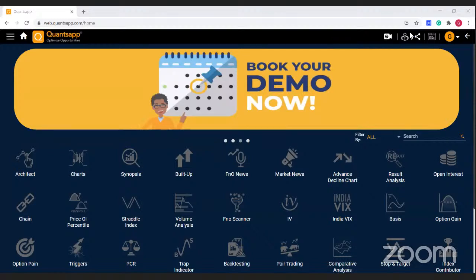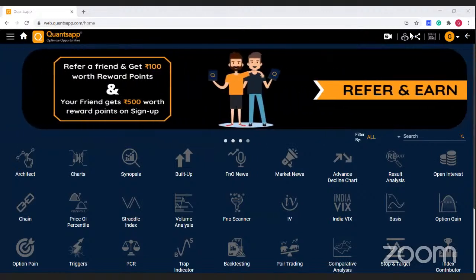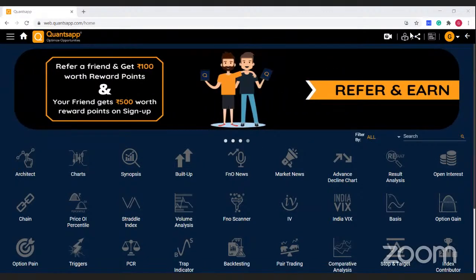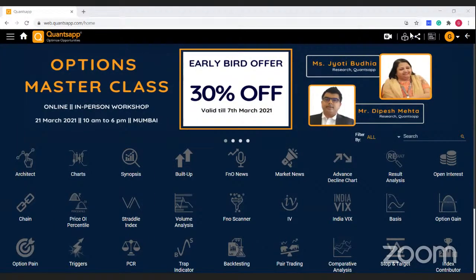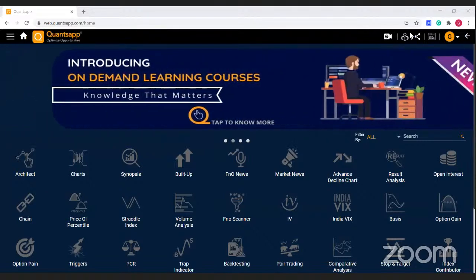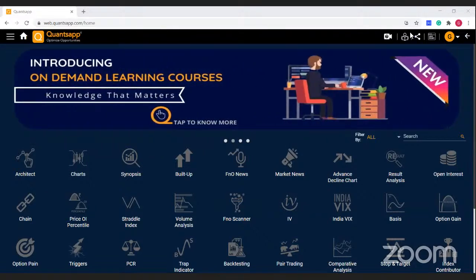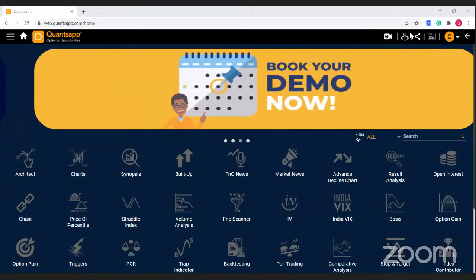So before starting this demo session, I want to put a disclaimer. We are looking at the tools for an educational purpose, and no trade recommendation or any sort of recommendation is provided. So this is one particular disclaimer which I wanted to put. And the focus today is on how we can use these tools in a more effective way and in a more data driven approach.